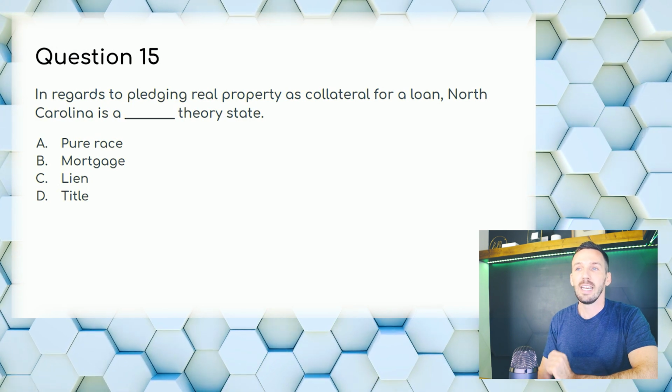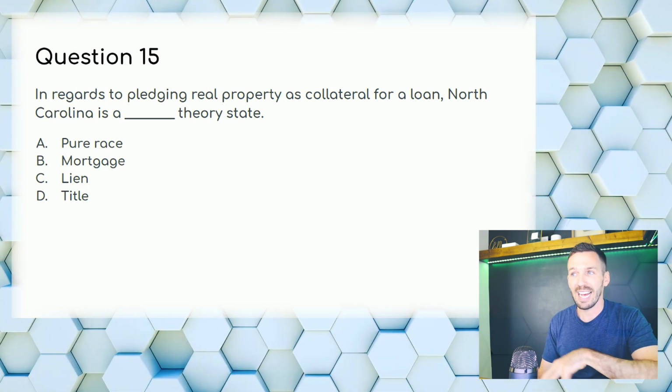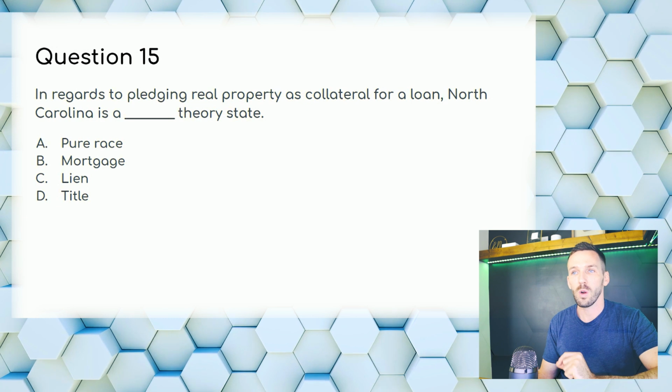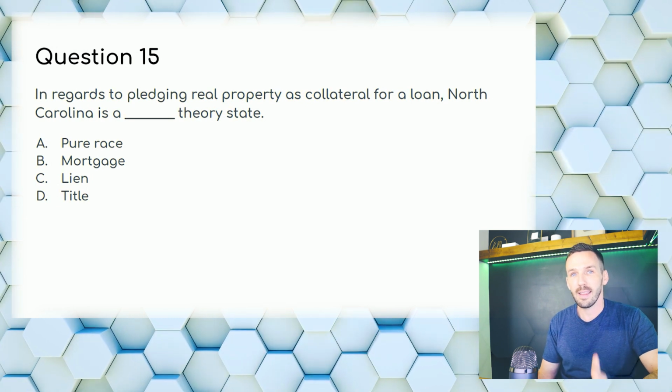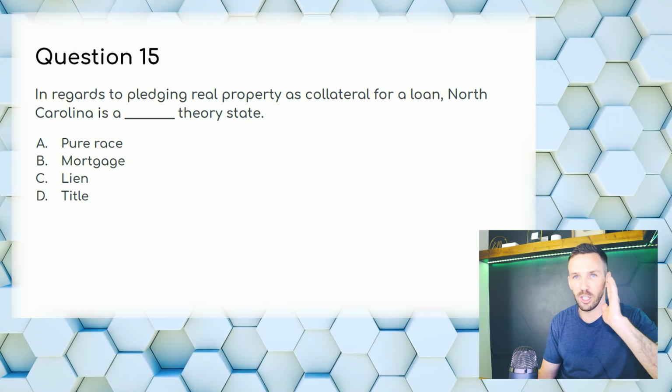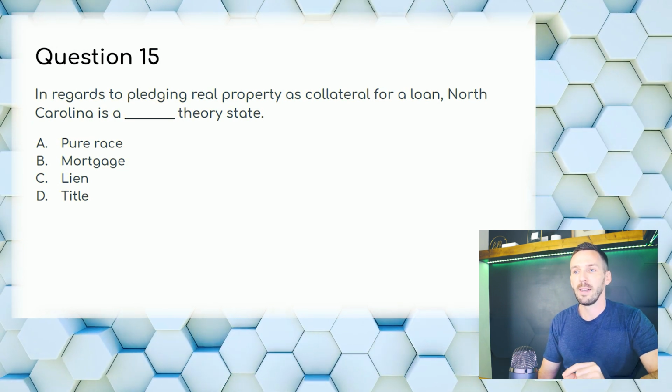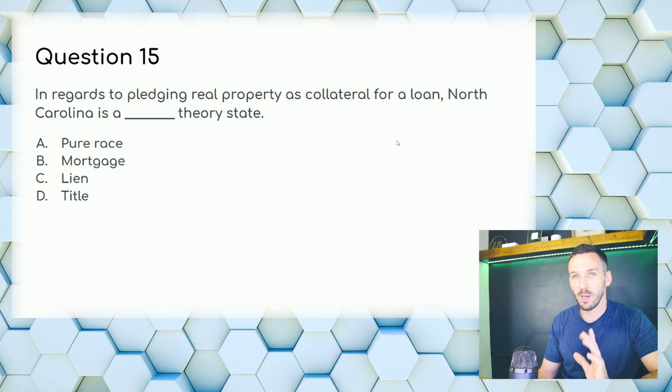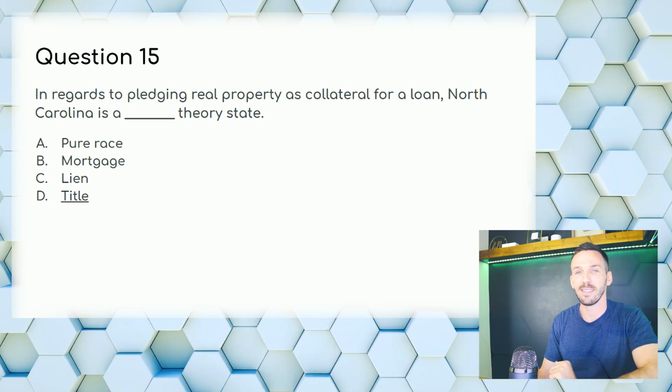Question 15. In regards to pledging real property as collateral for a loan, North Carolina is a blank theory state. So there's only two answers here that should even come to your mind, C and D, lien and title. So which one are we? We are title. Answer is D.